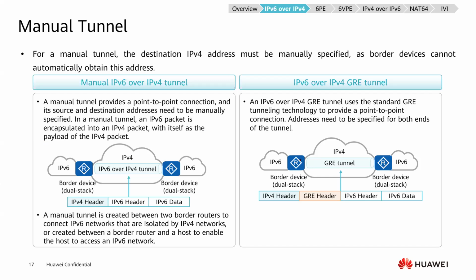So the first is the manual IPv6 over IPv4 tunnel, which means you just configure the tunnel's source and destination IPv4 address by yourself. And for the manual tunnel, you can also use the help of a GRE tunnel. You can establish a GRE tunnel to transmit the IPv6 packet, so the IPv6 header is just carried by GRE, and then you add a new IPv4 header to become an IPv4 packet and transmit it. We will not introduce the process again because it's simple.